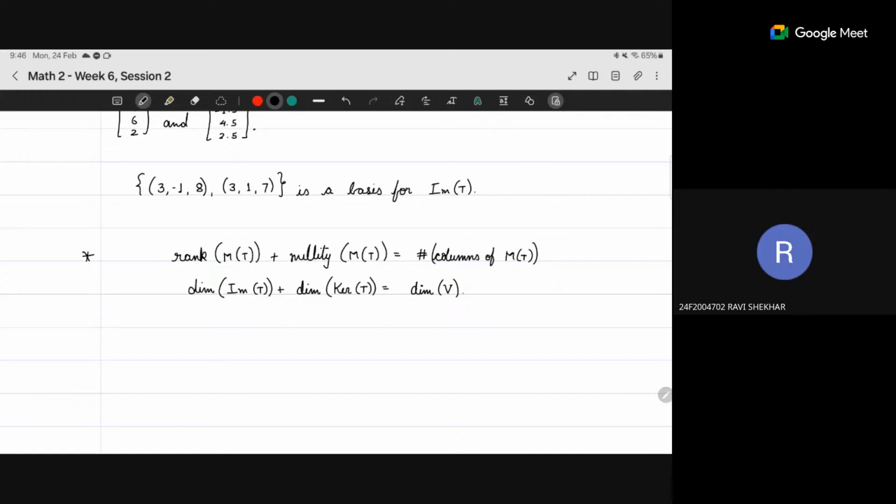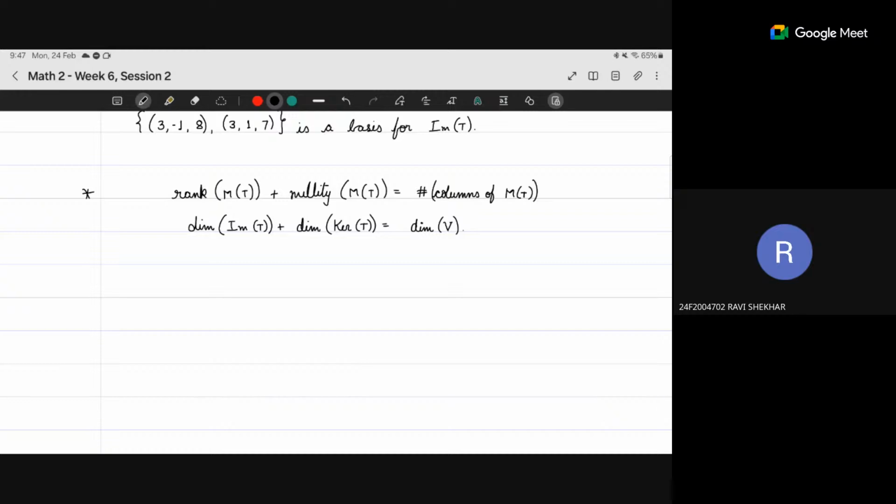And now we have said that there is a correspondence between matrices and linear transformations. This correspondence is exactly given by: the rank of the matrix happens to be the dimension of the image, and the nullity of the matrix happens to be the dimension of the kernel. So the sum of the dimensions of image and kernel does always have to be equal to the dimension of the domain. That's all I said. It was not anything more than that.